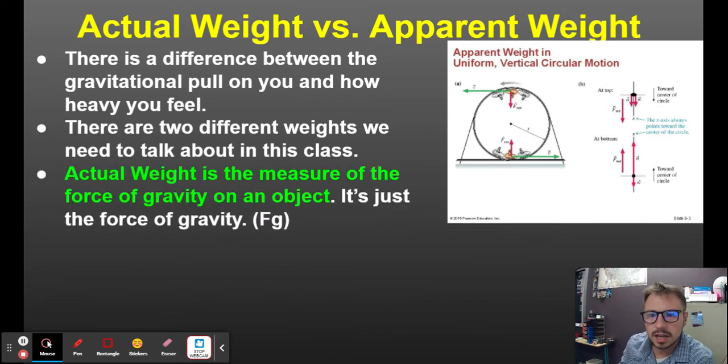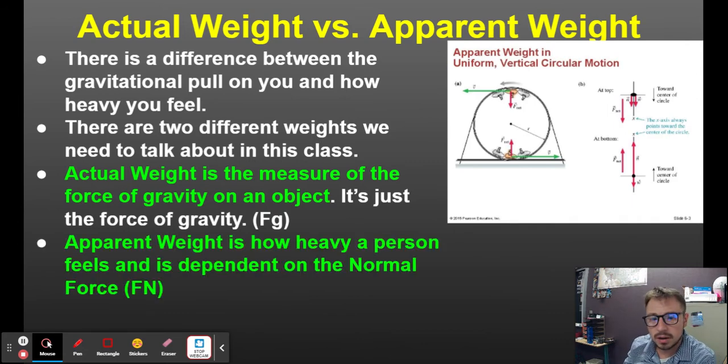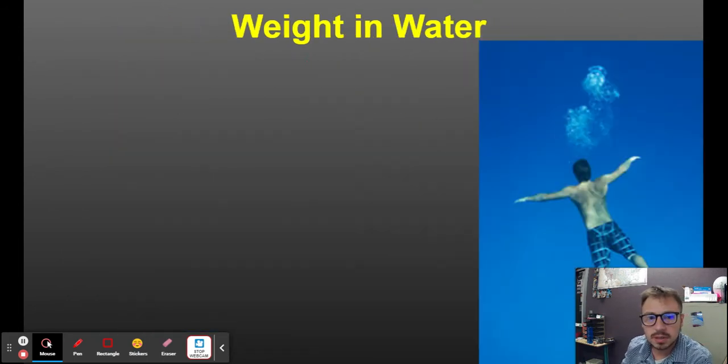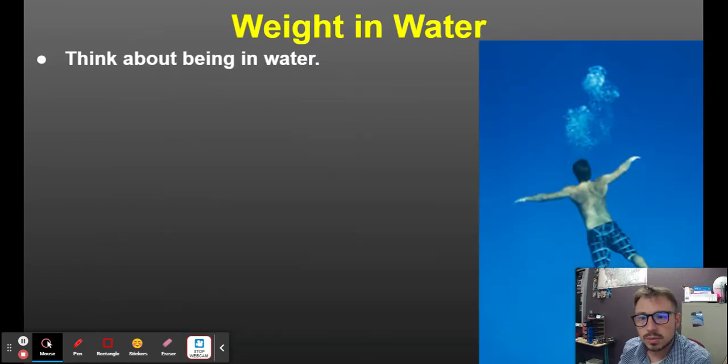Like you can feel lighter. Actual weight is the measure of the force of gravity on an object, while apparent weight is how heavy a person feels and is dependent on the normal force. Which brings us to another question: how does being in water affect a person's weight?